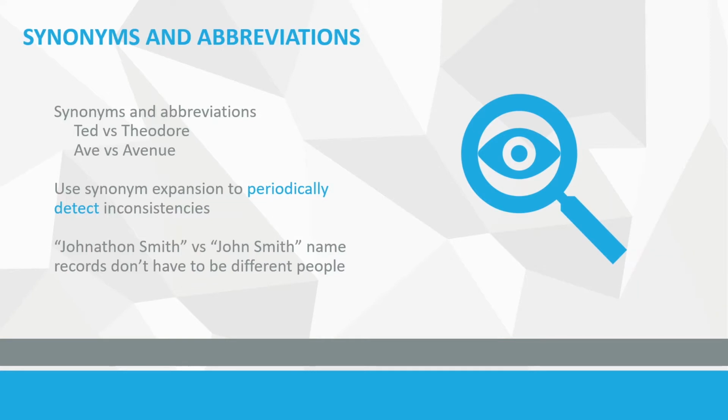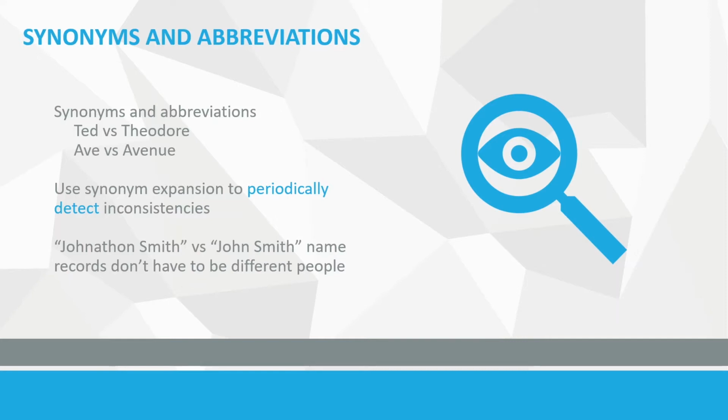And so what you want to do is use something like synonym expansion to periodically detect that inconsistencies exist in your tables and try to automatically resolve those by turning all of the avenues into the abbreviation or turning all of the abbreviation into the avenue or the expanded word. And so the idea here is that Jonathan Smith and John Smith might be completely different name records, but they might be the exact same person.